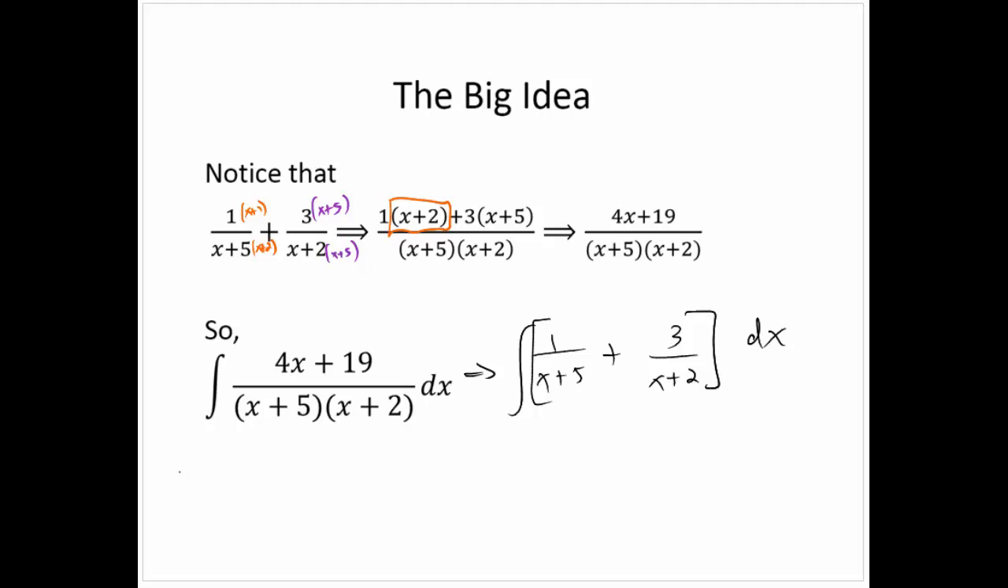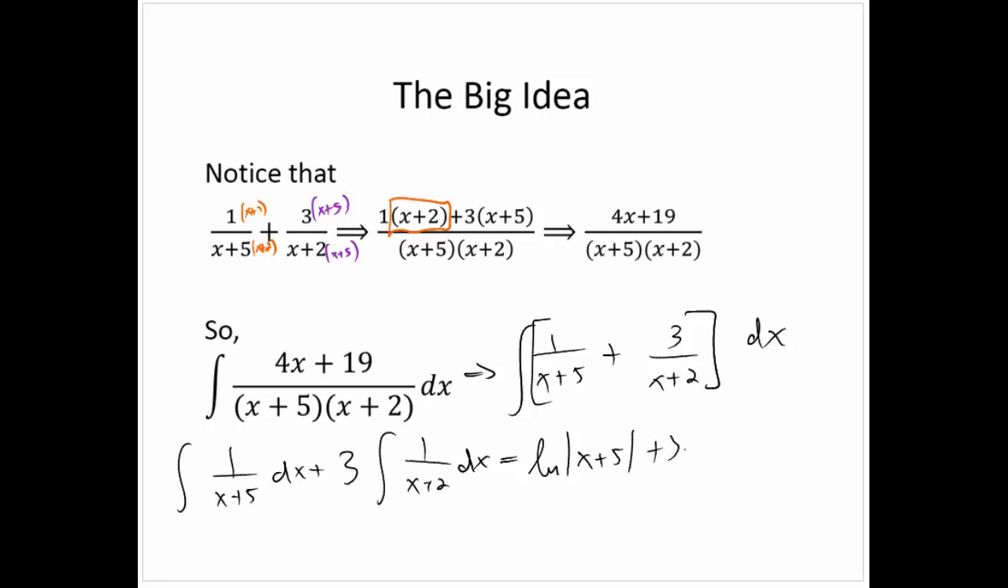Because now that's just the integral of 1 over x plus 5 dx plus 3 times the integral of 1 over x plus 2 dx, and those are both natural logs. And so then that's natural log absolute value of x plus 5 plus 3 times the natural log absolute value of x plus 2 plus a constant. Now the question is, of course, how to get there.